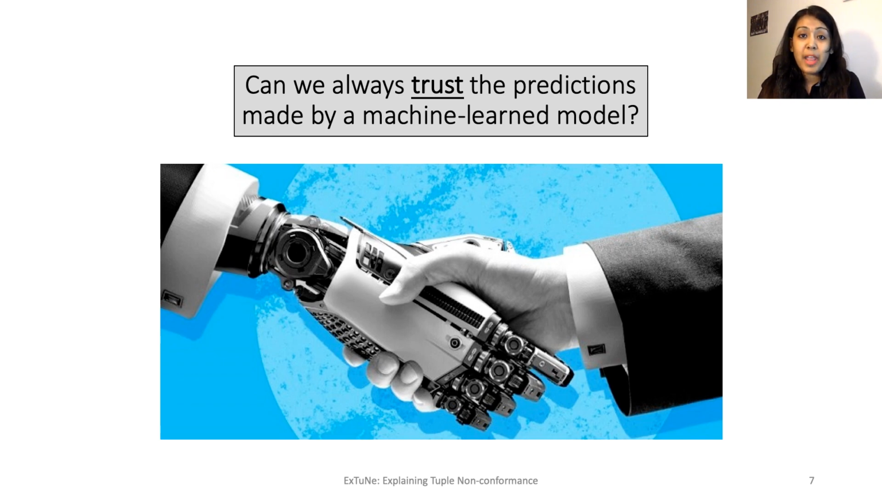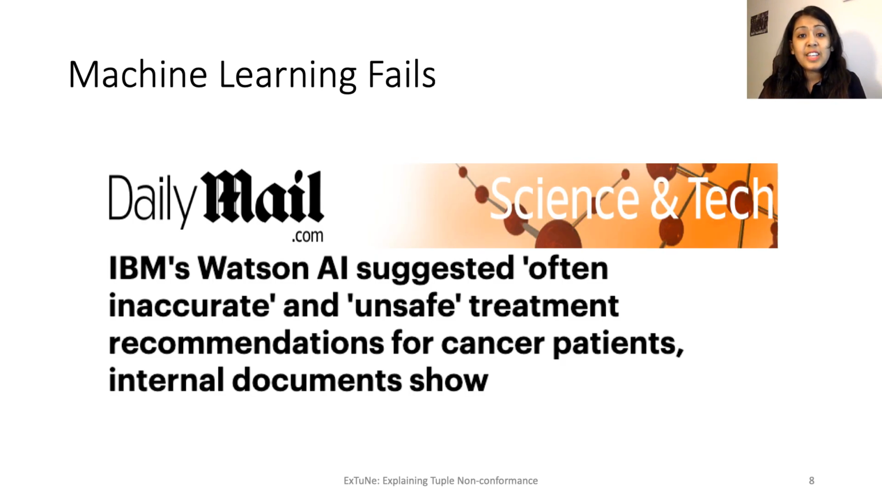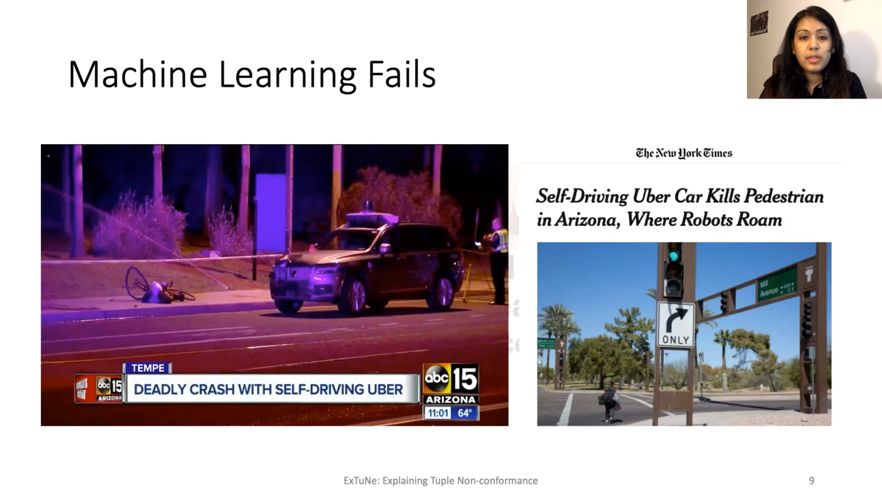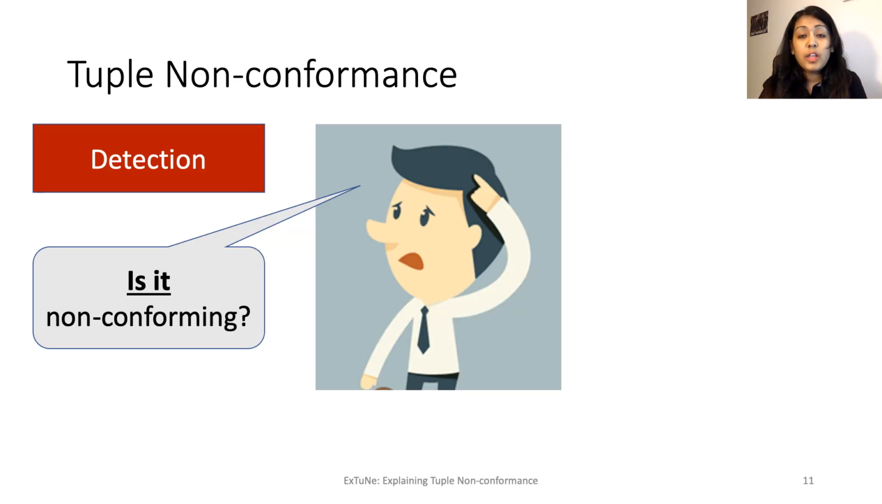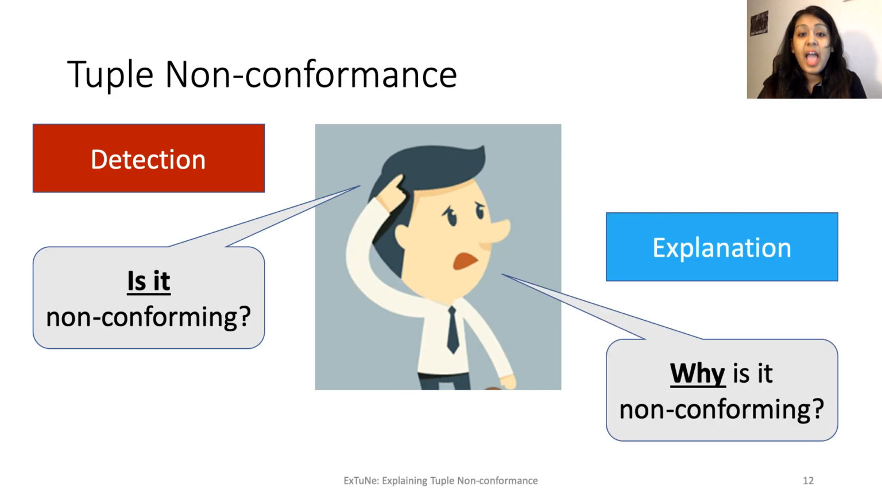Wrong predictions made by machine learned models have caused serious issues in the past, such as unsafe medical treatment and unsafe self-driving, which even caused human death. Many of these failures are due to non-conformance of the new data tuple with respect to the training data, something the model has never seen before. So the first question is, how can we detect tuple non-conformance? And once we have detected that a tuple is non-conforming, the next question is why? What is causing the non-conformance?